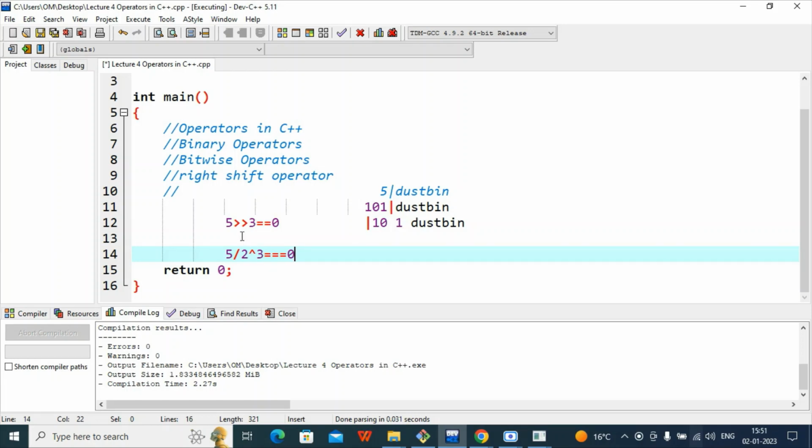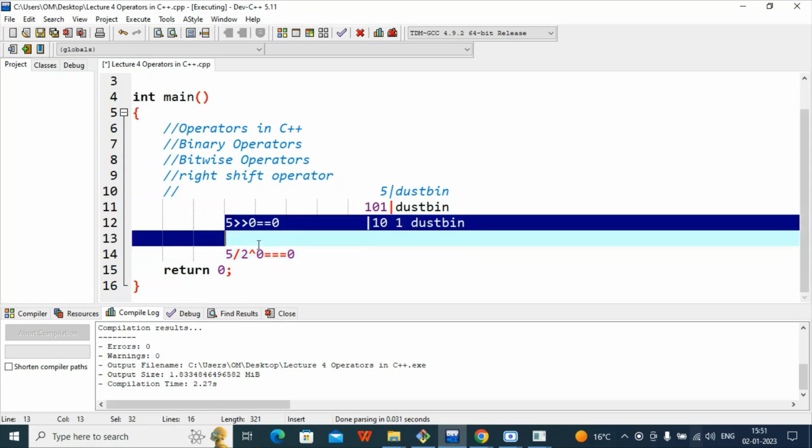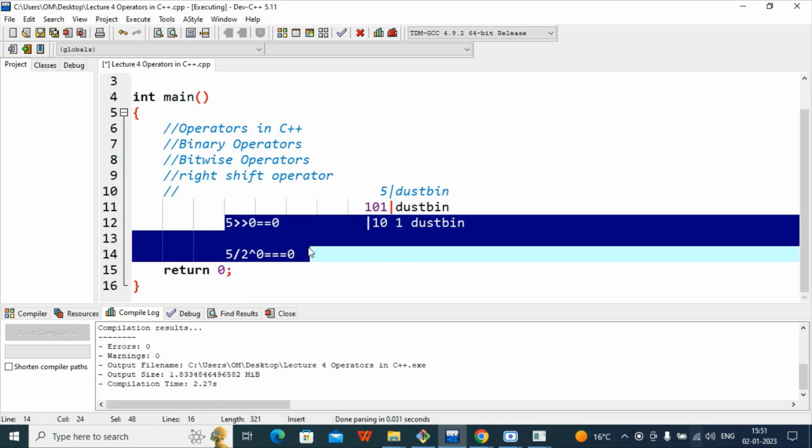So 5 right shift of 3 can be represented by 5 divided by 2 to the power 3. If I am saying 5 right shift of 2, then 5 by 2 to the power 2. If I'm saying 5 right shift of 1, then 5 by 2 to the power 1. If I'm saying 5 right shift of 0, it means 2 to the power 0, which is 1. So no impact will be there. 5 will be as it is. This is how you shift the numbers.